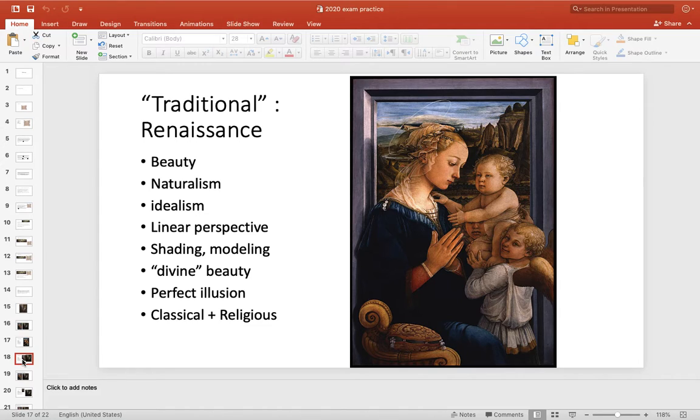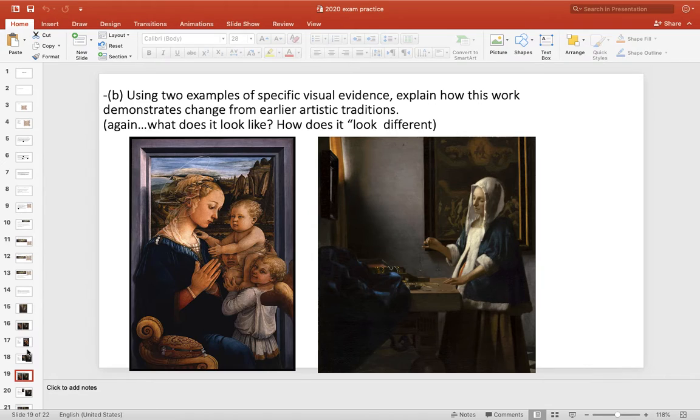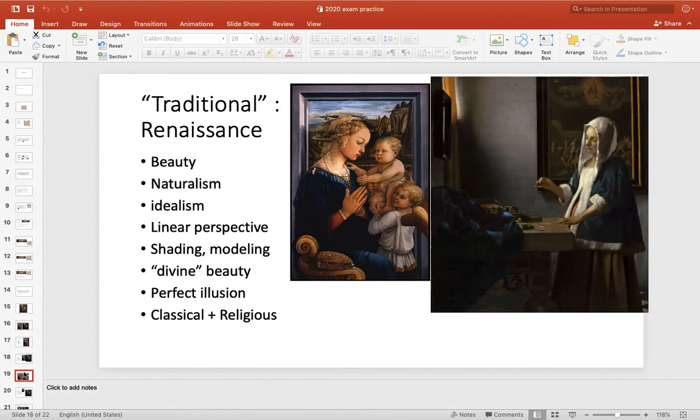All right, so that's traditional. So then you put them side by side. What does this one have that is traditional? It does have linear perspective. It does have naturalism. It does have idealism. It does have beauty. It has shading. It has modeling. It has the perfect illusion. So it shares that with the Renaissance. And you only need 2 of those, by the way. Any 2 of those would score.